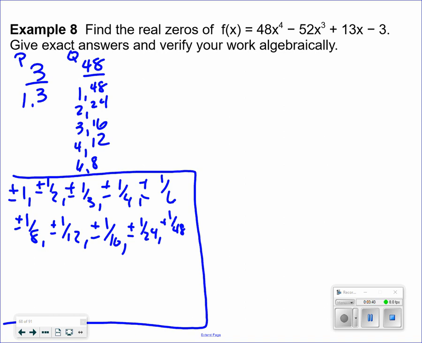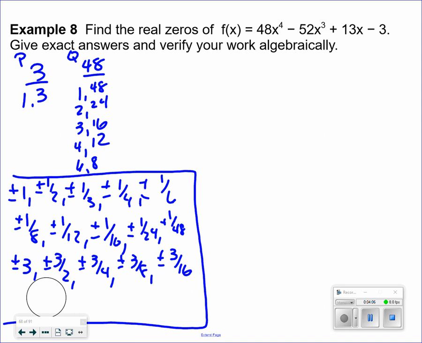Now I'm going to do the same thing with the 3. 3 over 1, 3 over 2. 3 over 3 is a repeat, it's back to 1. 3 over 4. 3 over 6 is back to a half. 3 over 8. 3 over 12 is back to a fourth. 3 over 16. 3 over 24 is back to an eighth. And then 3 over 48 is back to a 16th. So there it is. That is the possibles list.